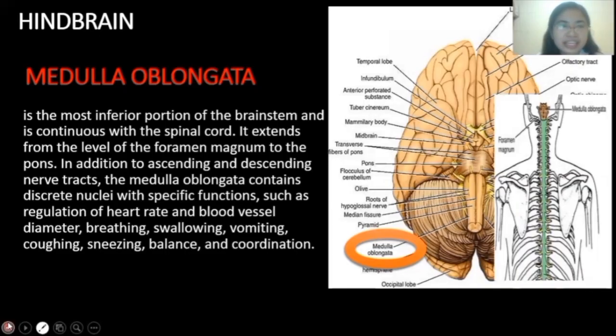The first division is the hindbrain. Under this is the medulla oblongata. So the medulla oblongata is conical in shape. It is the most inferior portion of the brainstem and is continuous with the spinal cord. It extends from the level of the foramen magnum to the pons. In addition to ascending and descending nerve tracts, the medulla oblongata contains discrete nuclei with specific functions, such as regulation of heart rate, blood vessel diameter, breathing, swallowing, vomiting, coughing, sneezing, balance, and coordination.